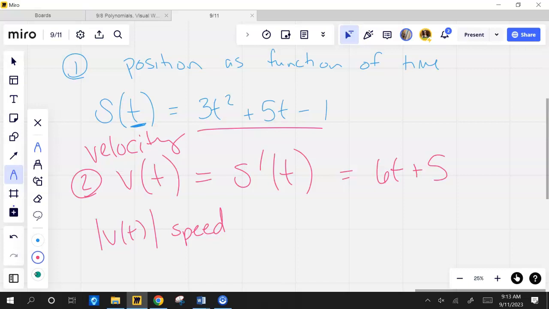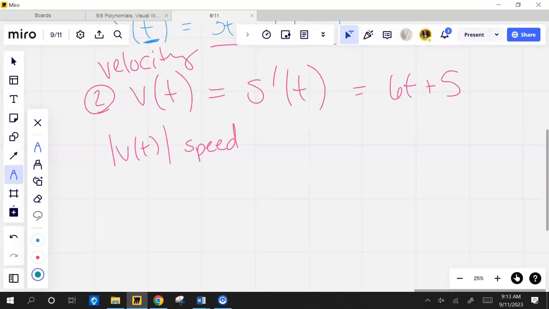Position is where he is on this ruler. Well, I'd have to tell you at what point in time. So, where does he start? Well, he'd start at -1. You could graph it.